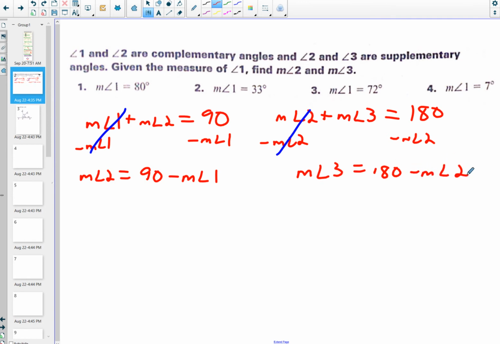So now that I have everything set up, the worst thing I might need is a calculator. Let's do number 1 first. The measure of angle 2 is, well, if the measure of angle 1 is 80, what's 90 minus 80? 10. Bam, 10 degrees. Done. Now that I know the measure of angle 2 is 10 degrees, the measure of angle 3 is, we'll plug the 10 in there. What's 180 minus 10? 170.